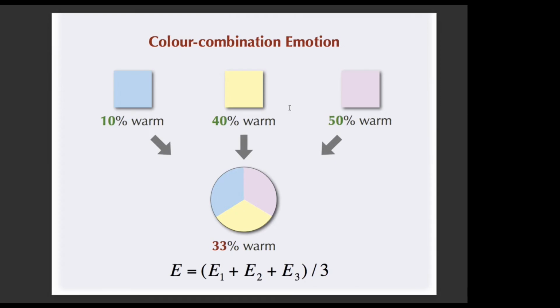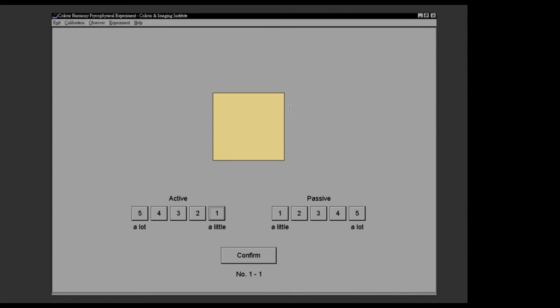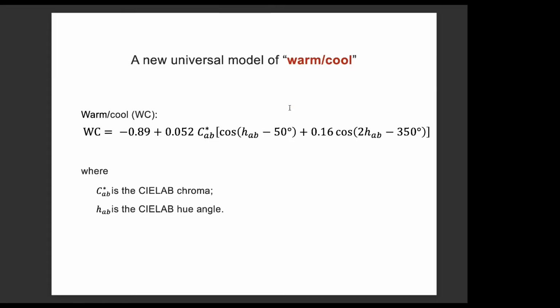And this kind of average method can be applied to 3 color combinations as well. But we are going to use only 2 color combinations for the test of the models for color emotion. Next slide, please. And we are using again this kind of scaling method. Next slide, please. And this is for color pair testing. Next slide, please. And the result for warm-cool, a new universal model has been developed by this. And again, there is chroma there, there's hue angle there. Next slide, please.